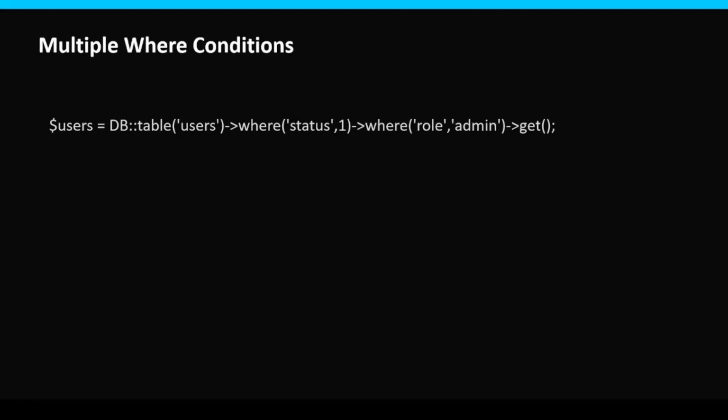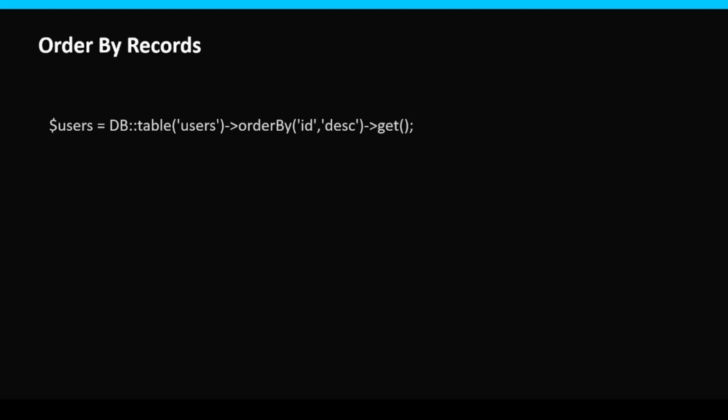Okay, so now if you want to add multiple where conditions, DB table users where status 1 and where role admin. Okay, so this way you can add multiple where conditions. Okay, and if you want the records ordered, we only need to add orderBy, and everything is the same, order by id descending or ascending, whatever you want, you need to write here.